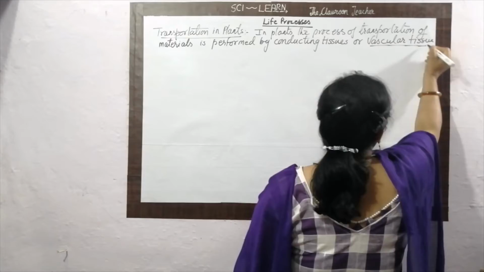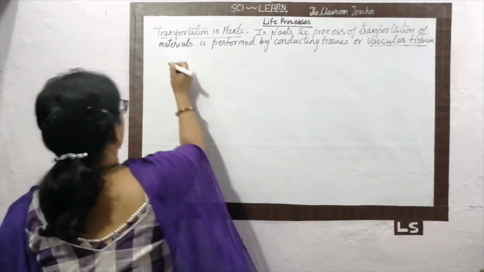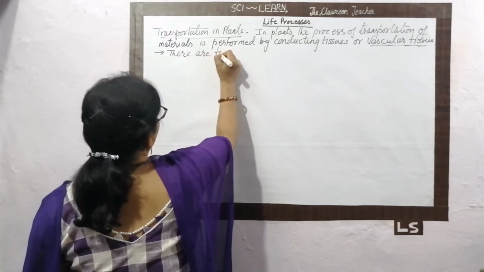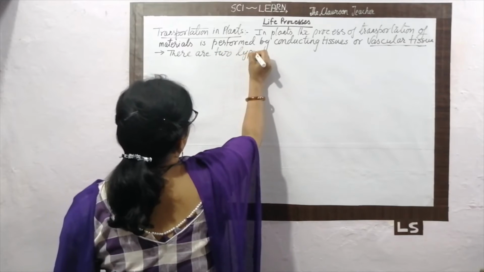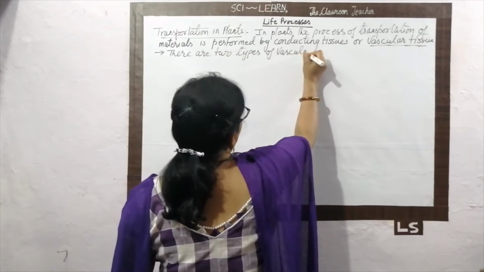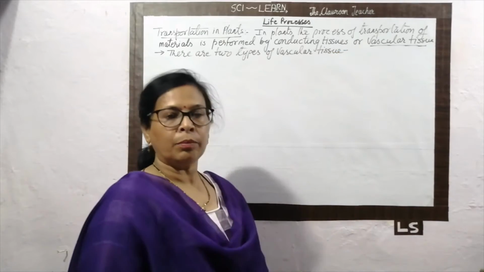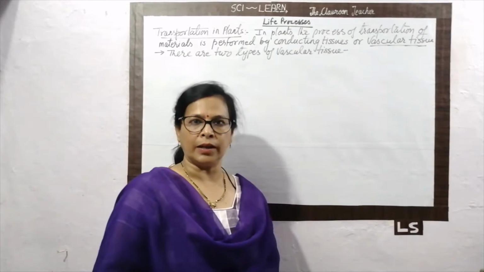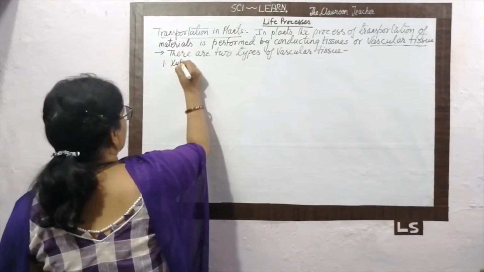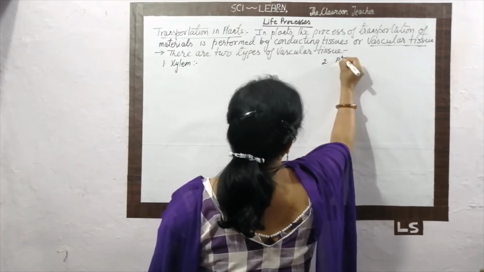As you all studied in class 9, there are two types of vascular tissue. What are these two types? You know very well. One is called xylem and the other is called phloem.